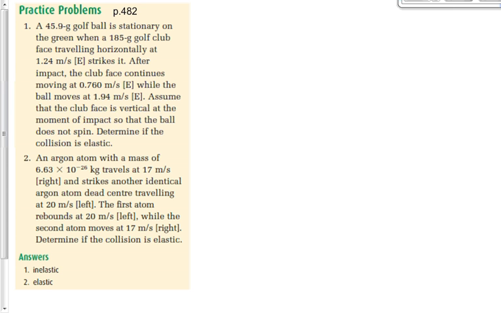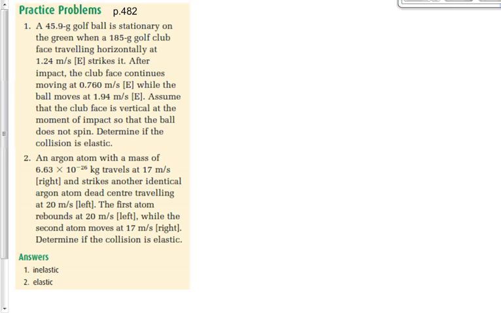Now, an elastic collision differs from an inelastic collision, not in the momentum sense. Momentum is conserved in both of them. It doesn't matter whether you've got an elastic or inelastic collision. As long as you have an isolated system, momentum is always conserved. But kinetic energy isn't. If you have an elastic collision, kinetic energy is conserved. Kinetic energy doesn't decrease. But if you have an inelastic collision, kinetic energy does decrease.